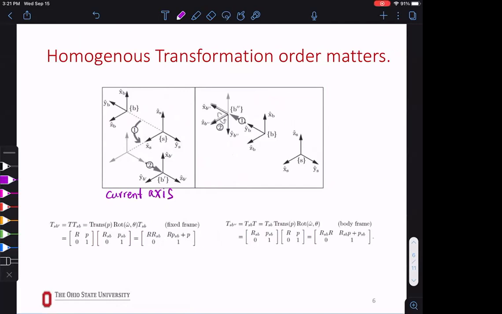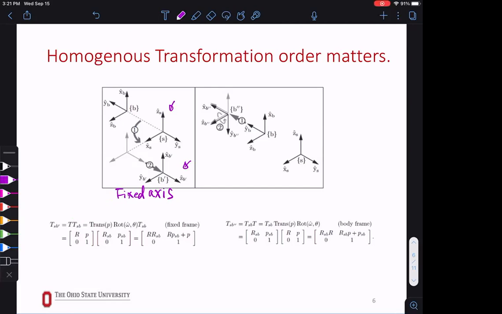So the transformation from the S frame here to B prime is going to take us here. Sorry, this is fixed axis. Fixed axis. Let me make sure I'm not lying to you.